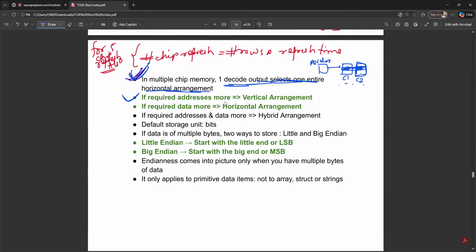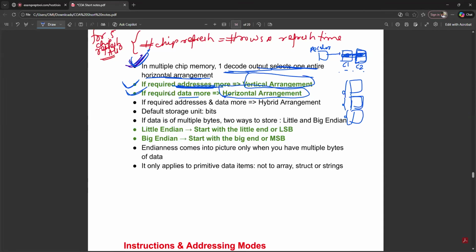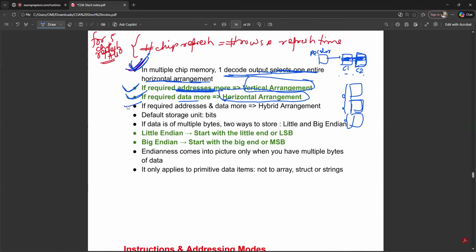Now next point, if the required addresses are more, then vertical arrangements are used like this way, so that the addresses will be more. But if you require more data, then horizontal arrangement is used. If both address and data are required, then hybrid arrangement is used. Now, what is the default storage unit? It is bits. Default storage unit is bits.